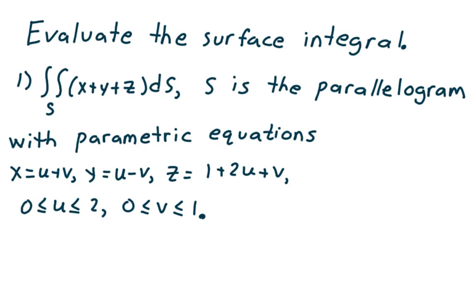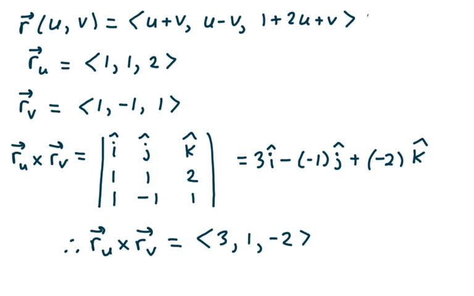All right. So I want to define a vector valued function, r of u,v. r of u,v is a vector where the first component is u plus v, the second component is u minus v, and the third component is 1 plus 2u plus v. And then I want to look at the partial derivative of r with respect to u. To find that, I'm going to take the partial derivative of each component with respect to u. And when I do that, I get the vector 1, 1, 2.